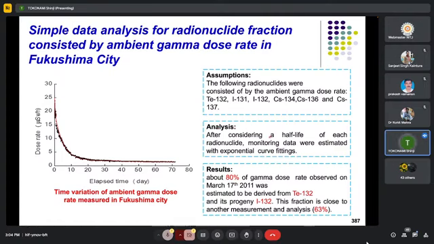For analysis, after considering the half-life of each radionuclide, monitoring data were estimated with potential curve fittings. As a result, about 80% of gamma dose rate observed on March 17, 2011 was estimated to be derived from tellurium-132 and its progeny, iodine-132. This fraction is close to another measurement and analysis with 63%. It's similar.